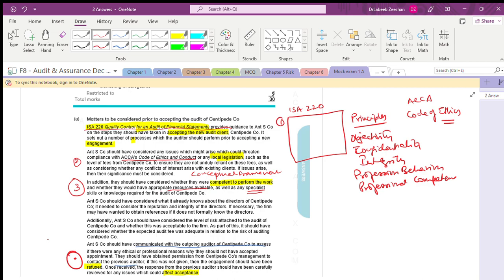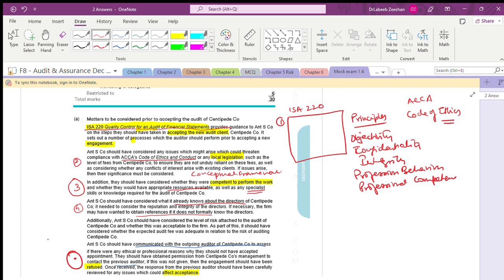Okay, third point. Fourth point, what it says: they should know about the directors. Very important. Yesterday we have done this, again I will repeat that. They need to consider the reputation and integrity of the directors, how the directors are performing, and what their credibility is. If necessary, the firm has to obtain references.